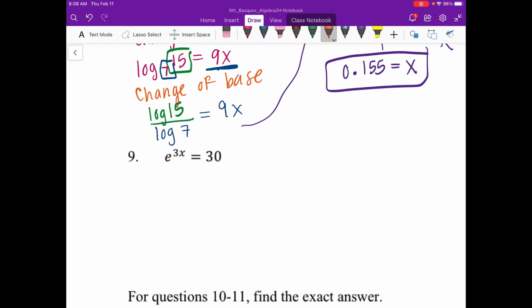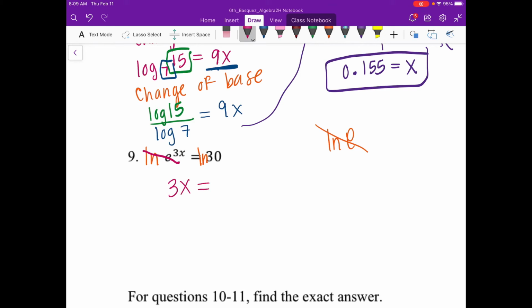Okay, and then number 9, again, I have e to the 3x. I can't really change 30 to be a base of e, so what I'm going to do instead is change both of these. I'm going to take the natural log of both sides. You can think of it this way. We talked about how this is a property. The natural log of e is going to cancel out. So that's why I would want to do something like this. If I see an e by itself, I can natural log that side so that it just cancels.